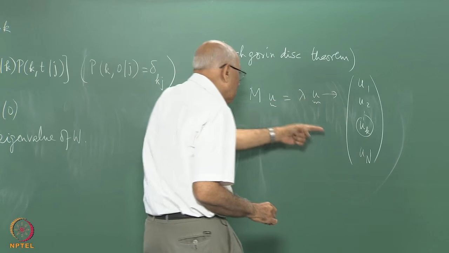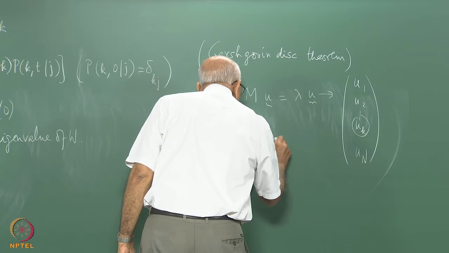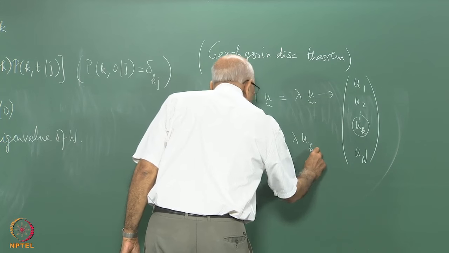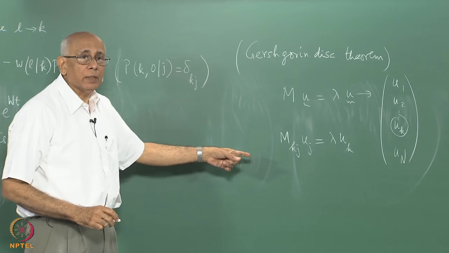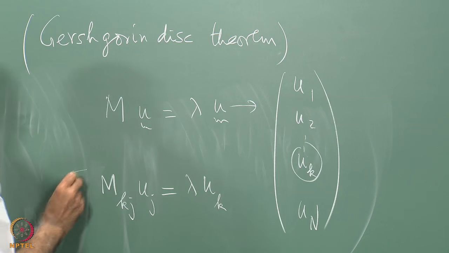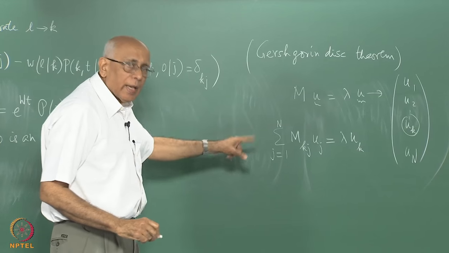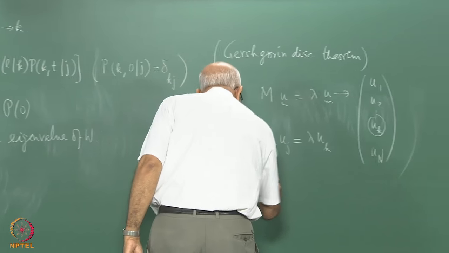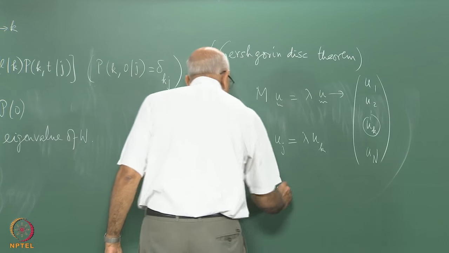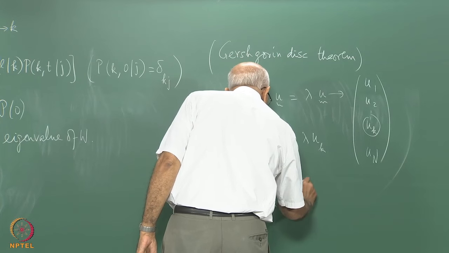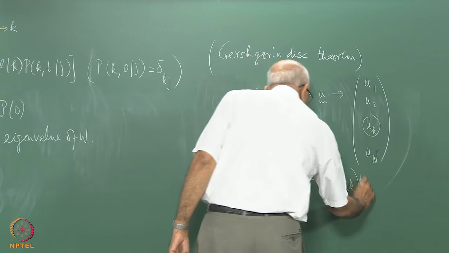Then if you write this element down, it is clear that the sum of M kj uj must be equal to lambda times uk. I write this down for that element out here, and there is a summation over j running from 1 to n. So let us take out the j equal to k element and put it on the right hand side, and then it says summation j equal to 1 to n, j not equal to k, M kj uj equals lambda minus M kk times uk.